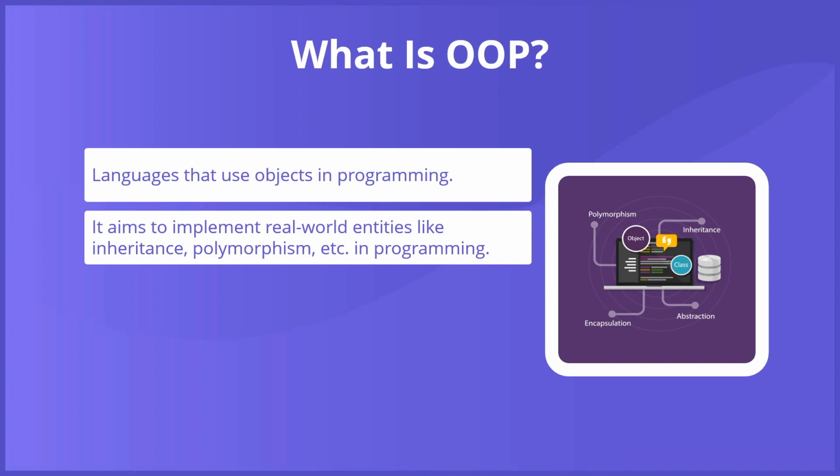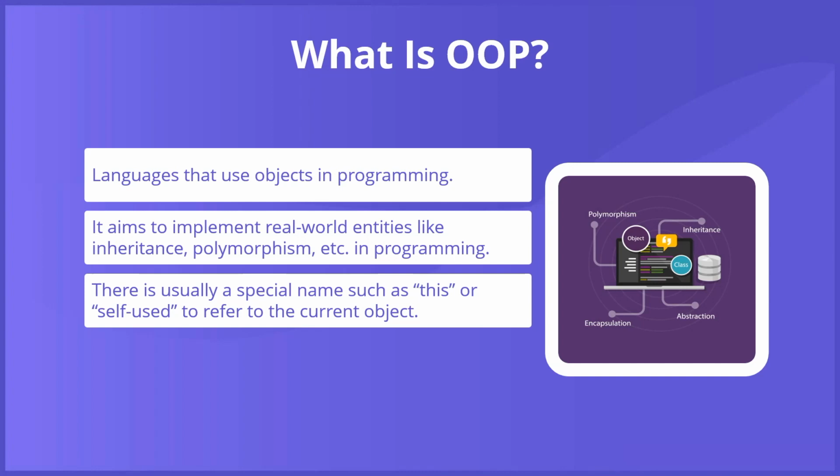A common feature of objects is that methods are attached to them and can access and modify the object's data fields. In this brand of OOP, there is usually a special name such as this or self used to refer to the current object. In OOP, computer programs are designed by making them out of objects that interact with one another.